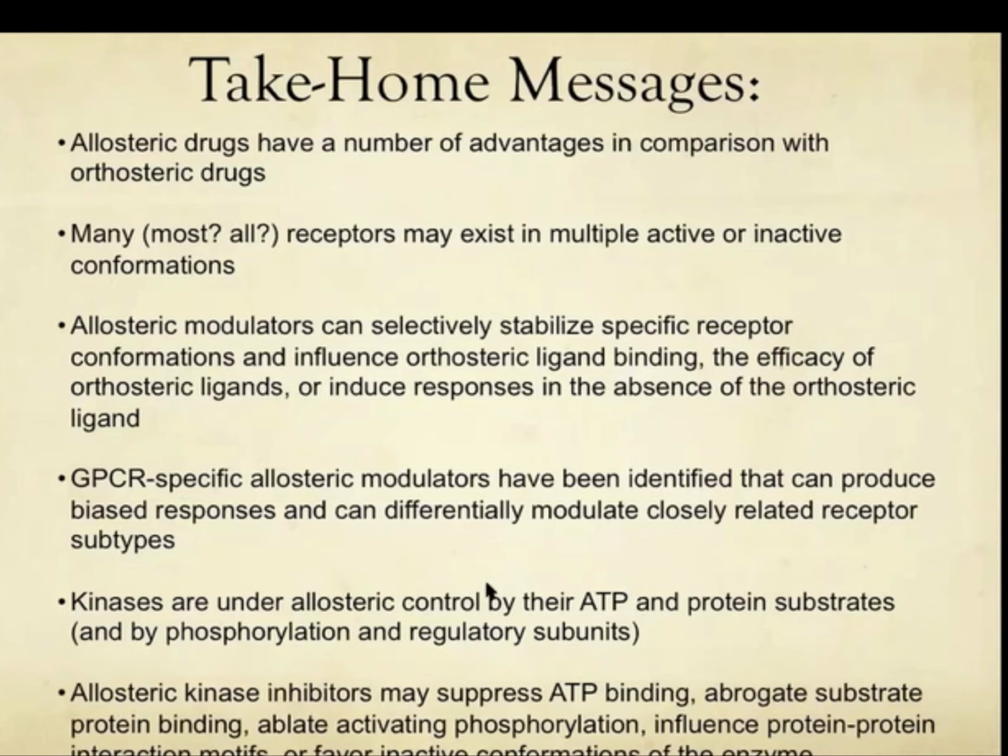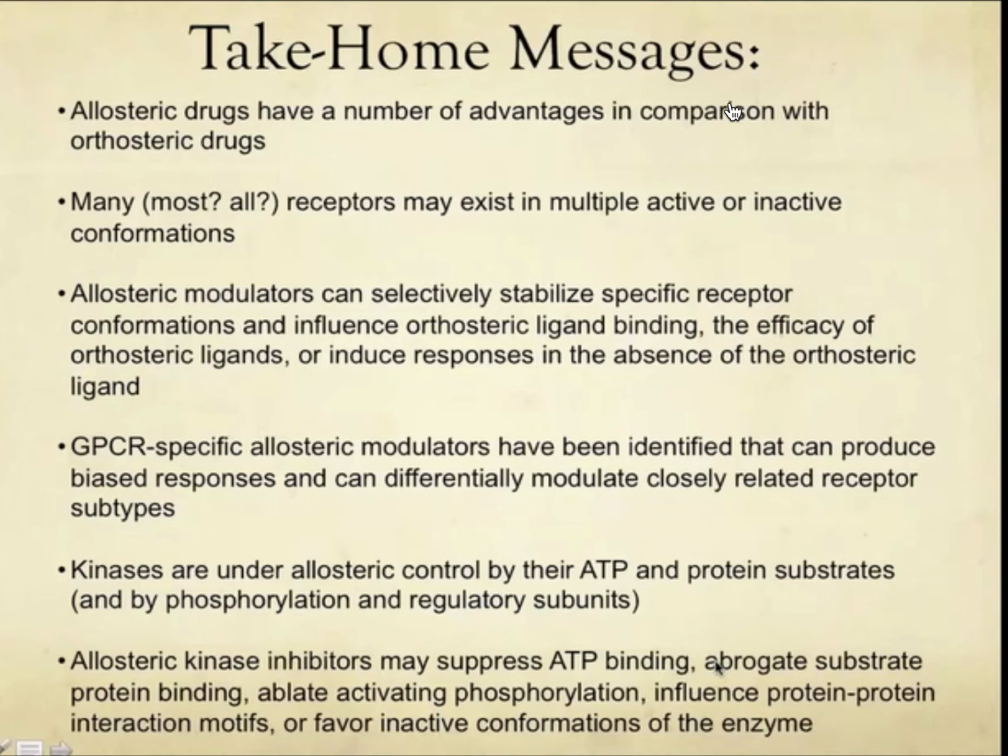All right, so this again goes back to the kinase example, the idea that allosteric modulators can work through many, many different modes. So they can affect substrate binding, ATP binding. It could even affect the phosphorylation. So for example, if you change the conformation so that the activating phosphorylation site no longer gets phosphorylated, that's going to indirectly inactivate the enzyme.